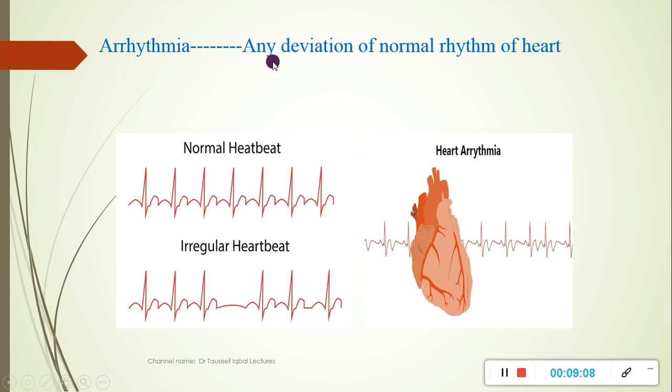Next is arrhythmias. So arrhythmia is deviation of normal rhythm of heart. So this is basically a pattern or normal rhythm of a healthy heart or normal heartbeat, while if there is a problem or there is deviation or there is a disease condition, or if there is disorder inside cardiac muscle or simply in heart, there will be irregular heartbeat, and we call it arrhythmias.